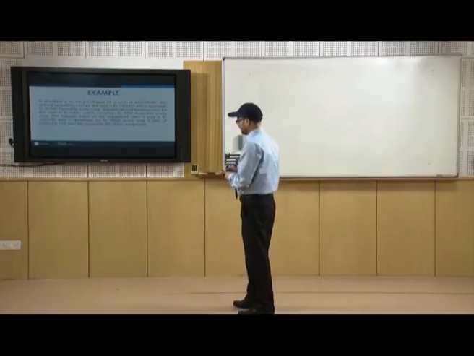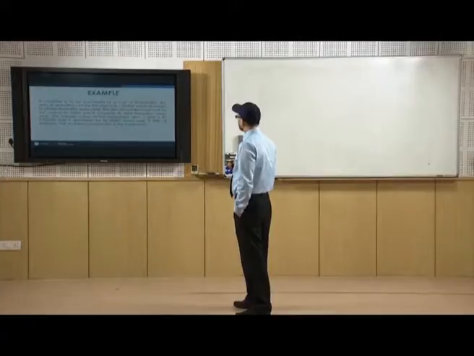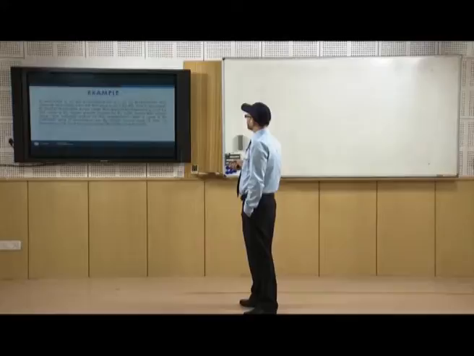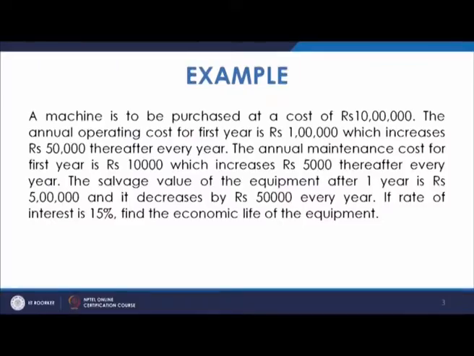A problem is given where a machine is to be purchased at the cost of rupees 10 lakhs. The annual operating cost during the first year is 1 lakh, and this is increasing every year by rupees 50,000. So, uniformly this amount is increasing. Annual maintenance cost during the first year is 10,000 and it is increasing by 5,000 every year. So, it is also uniformly increasing every year.